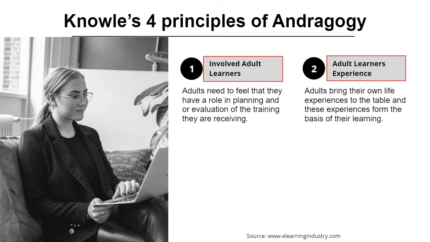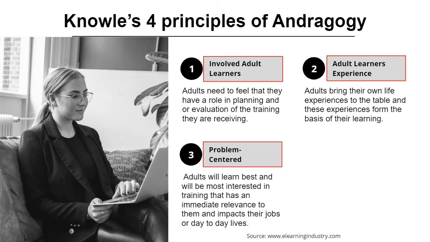Principle number 2 is that adults bring their own life experiences to the table, and these experiences form the basis of their learning. Principle number 3 is that adults will learn best and will be most interested in training that has an immediate relevance to them and impacts their job or day-to-day lives.